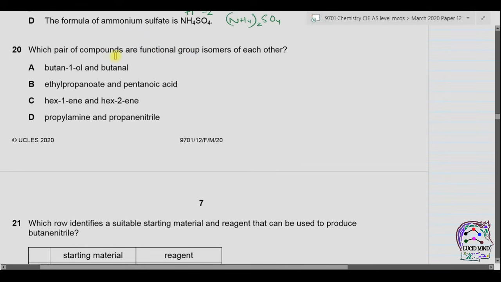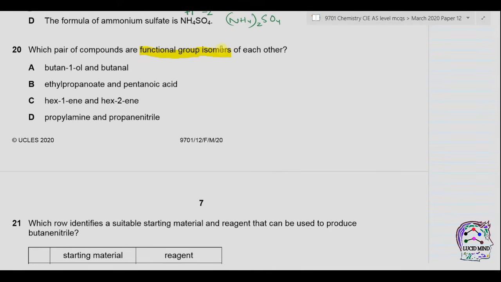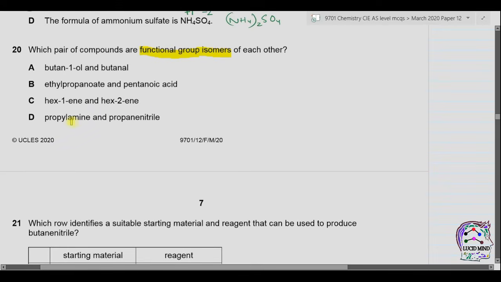Question number 20. Which pair of compounds are functional group isomers of each other? Now, what is a functional group isomer? Functional group isomers are basically those compounds that have the same molecular formula but different functional groups involved. Let's see the answers. Part A says butan-1-ol and butanol.